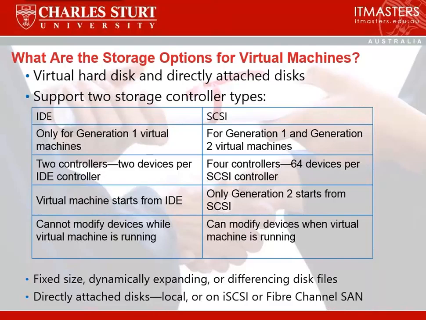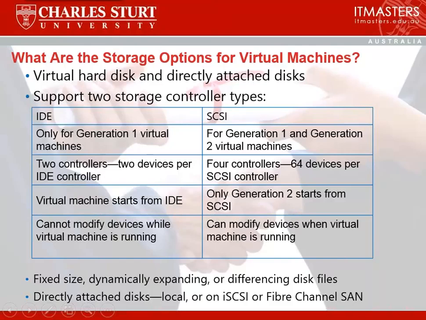Okay, what are storage options for virtual machines? You can use IDE or SCSI. I think we all know what IDE is. That's the local hard drive. SCSI is the faster hard drive. We have also iSCSI, which is SCSI over network. Now we've also got SSDs, which is not in the slide. But keep in mind, IDE will only be used with Generation 1 virtual machines. It has 2 controllers and 2 devices per IDE controller. And you can start the virtual machines from IDE. Keep in mind, you cannot modify devices while the virtual machine is running.